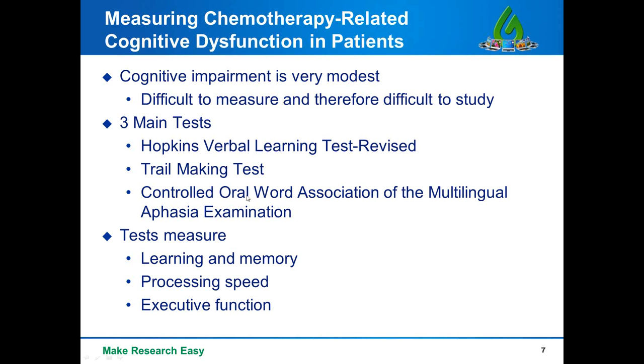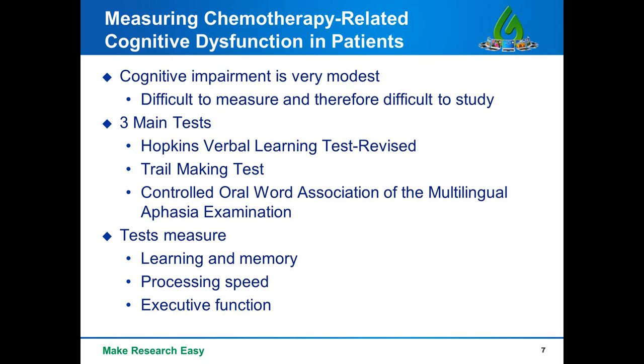The Controlled Oral Word Association Test of the Multilingual Aphasia Examination, also called the COWAT, is a measure of verbal fluency. The COWAT uses the 3-letter set of C, F, and L to assess phonemic fluency. Individuals are given 1 minute to name as many words as possible beginning with one of the letters, and then the procedure is repeated for the remaining 2 letters.